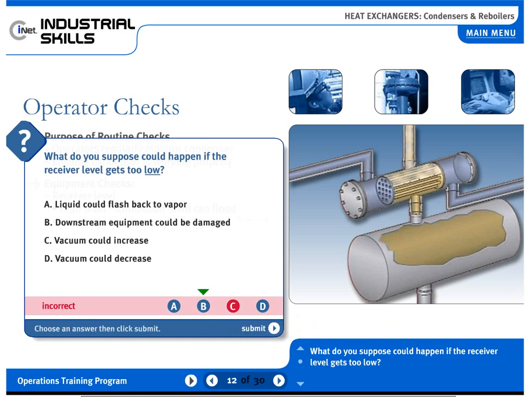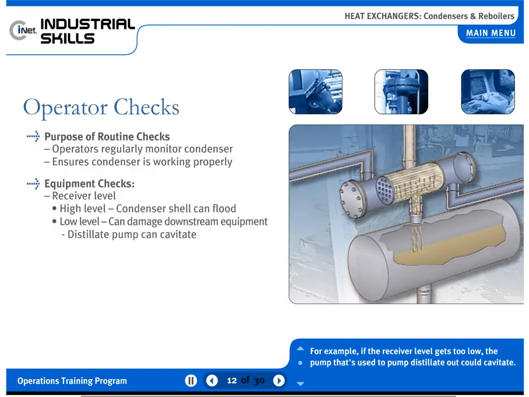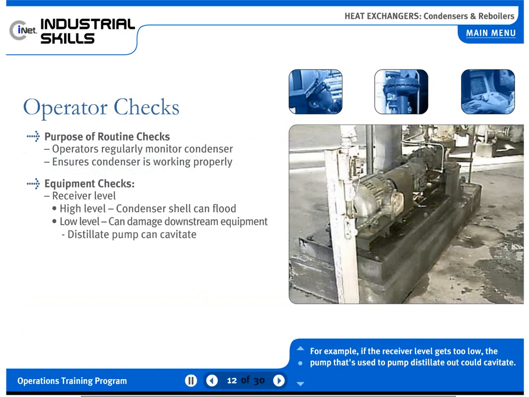If the level in the receiver gets too low, equipment located downstream of the condenser could be damaged. For example, if the receiver level gets too low, the pump that's used to pump distillate out could cavitate. The cavitation could prevent the pump from operating properly and damage the pump.